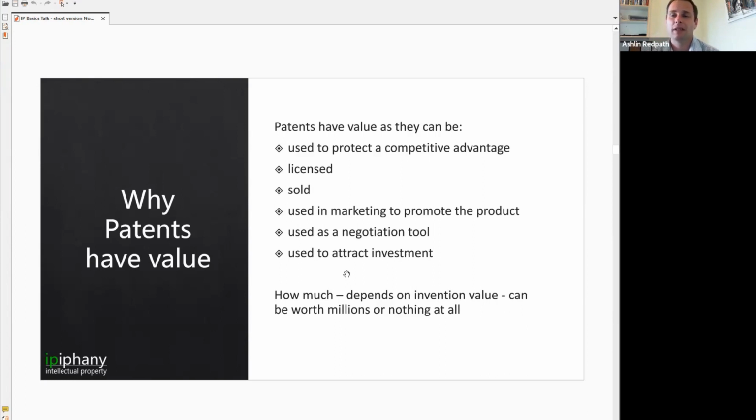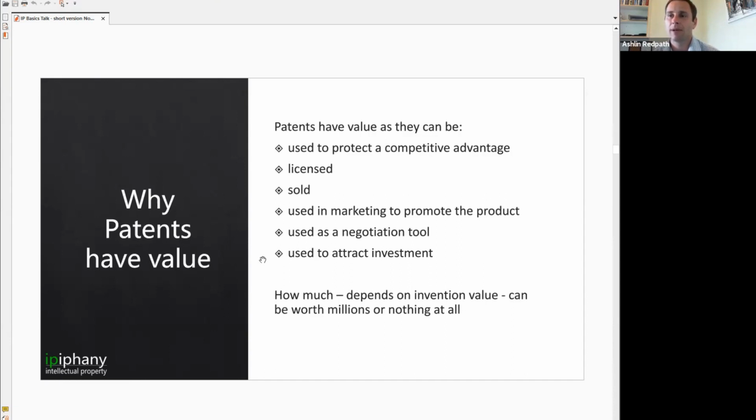People often look at patents and ask, how valuable is a patent? It really comes back to how valuable the product is. If lots of people are using the product, then the patent will be very valuable. If not many people are, then maybe the patent doesn't have a lot of value. But you can use it as an asset, much like any other.